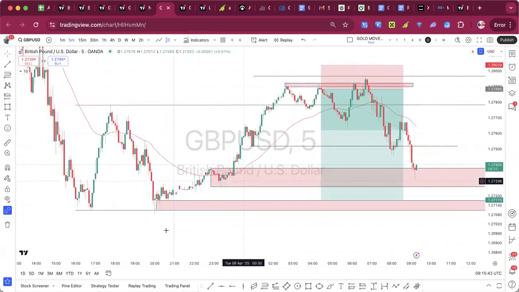though sniper entry traders who are scalpers or day traders will have found an entry here. Let me tell you why. Because they've seen some signal like a candlestick pattern and the like.